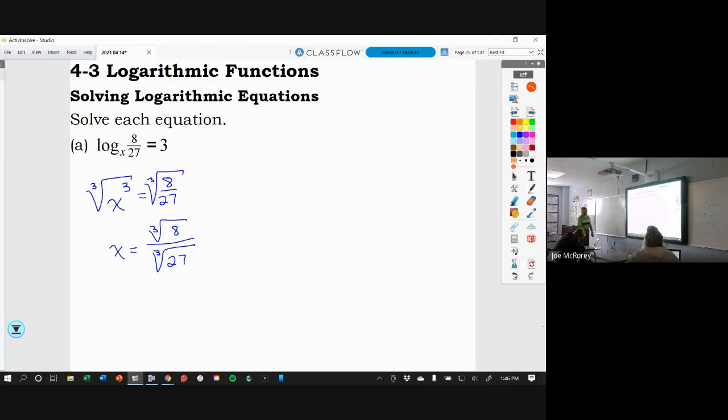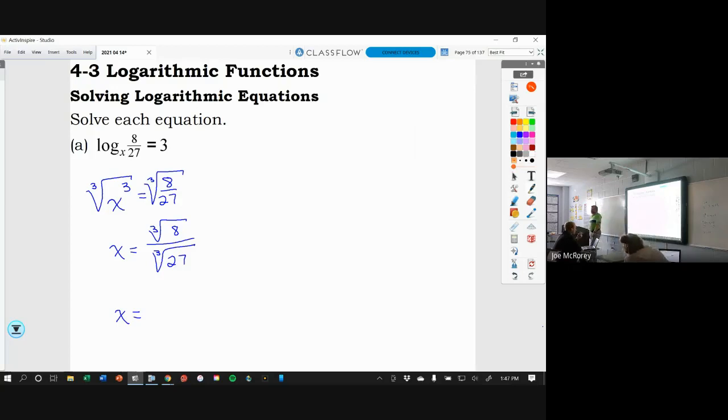Wait, I'm confused how we got that. How did you get the uppy thing? I wanted to get rid of a cube. The opposite of cube is cube root. But how did you get x to the third equals? Base, power, equals a thing. We just did a bunch of them.